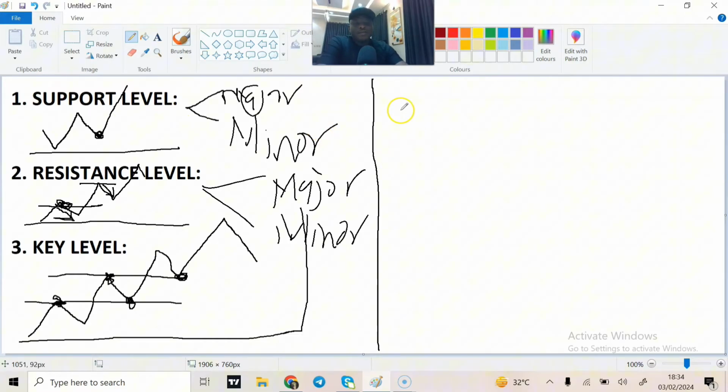Now, for a support level, when you see the market do something like this, let me just use the whole screen. I'm trying not to use the whole screen, but that wouldn't be helpful. Okay, so let me use the whole screen and show you this. So when the market is doing something like this, and you see the market all of a sudden do something like this.